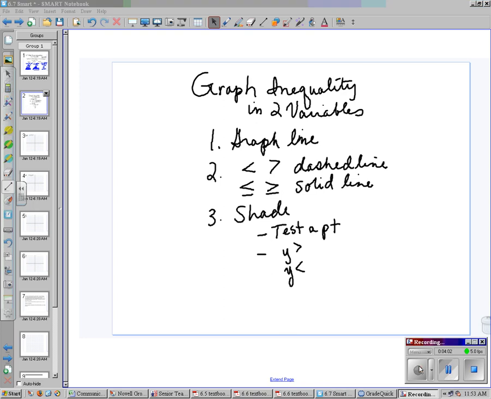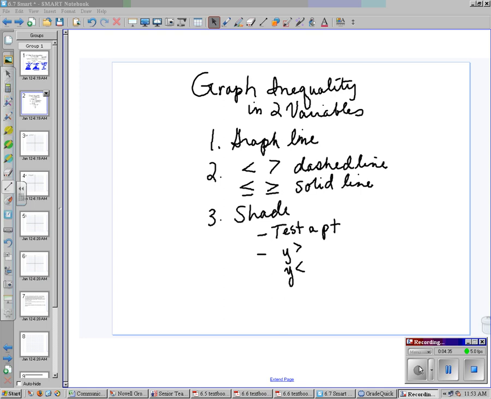Okay, as I was commenting, you're going to graph the line like you always have. You need the slope and the y-intercept, or you can graph using the x-intercept and y-intercept. We're going to have to decide whether the line is dashed or solid, depending on whether it is "or equal to" or not. And "or equal to" means we want to include all the points on the line. That's why it makes it solid. Just the less than or greater than is going to be a dashed line. We want to get up as close as we can to the line, but not include anything on the line.